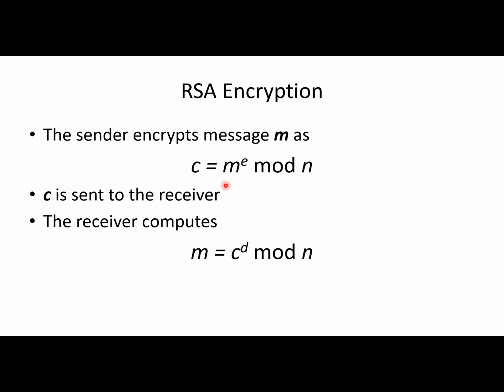So you take the message and you raise it to the power E, mod N. That's the modulus, or remainder, by this value N. And then C is the ciphertext. So you take the message, run it through this relatively simple arithmetic function, and you get the ciphertext, and then you convert it back to the message in a very similar way, just ciphertext raised to the D, mod N. That's it.